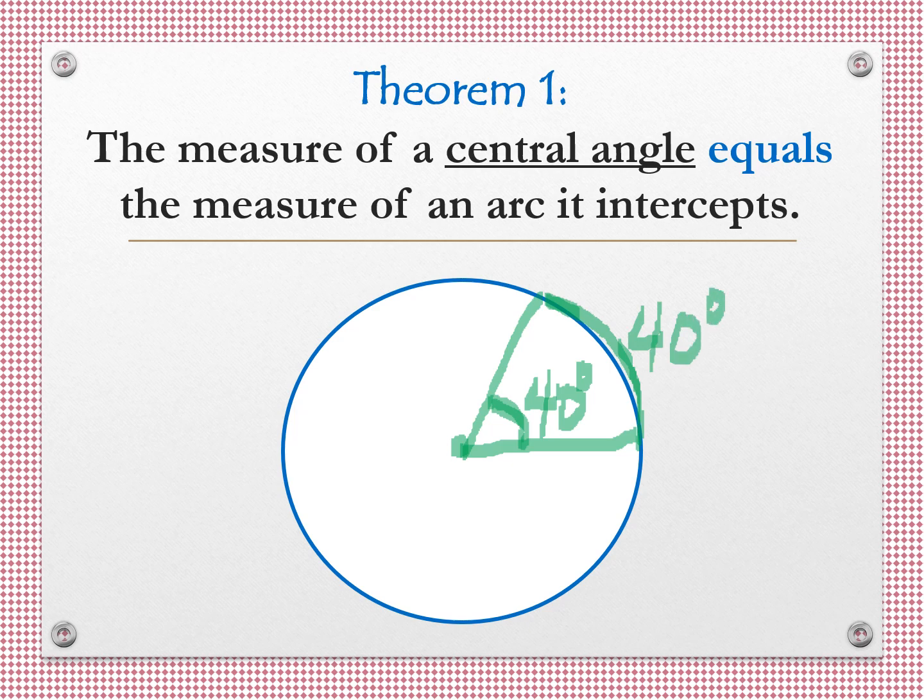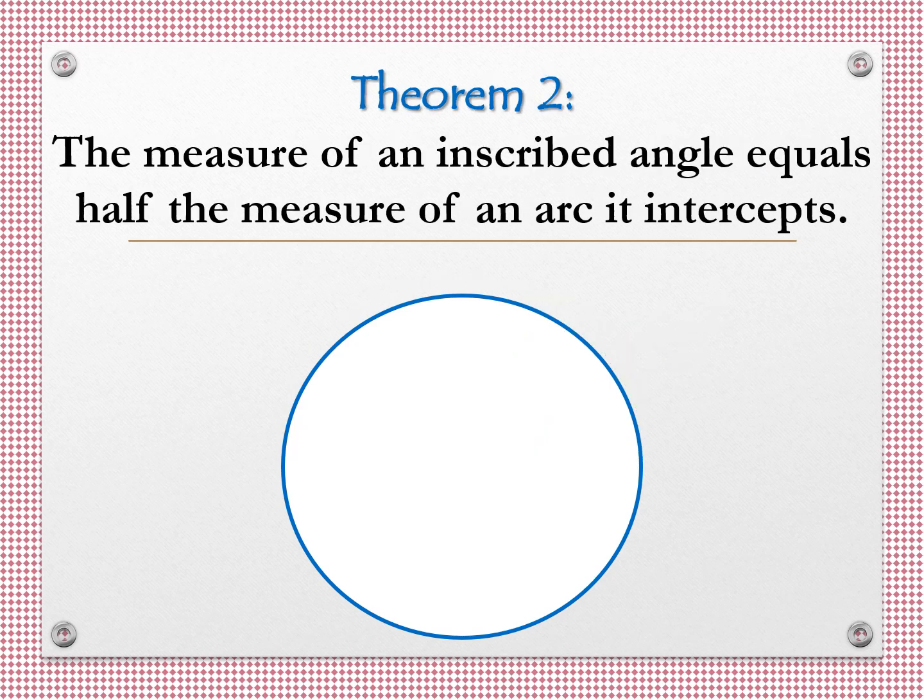So equal measure. Theorem number 2, the measure of an inscribed angle equals half the measure of an arc it intercepts. Let me draw an inscribed angle here. So this is an inscribed angle. It says here the measure of inscribed angle equals half the measure of an arc it intercepts. Let's say the measure of this inscribed angle is 40 degrees.